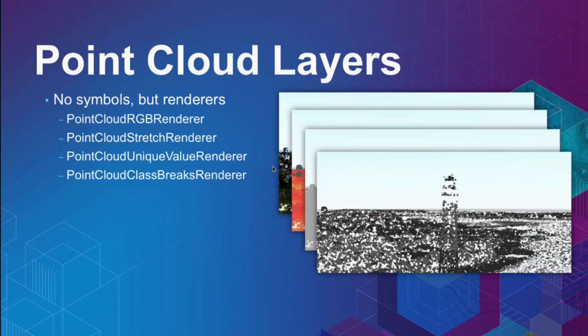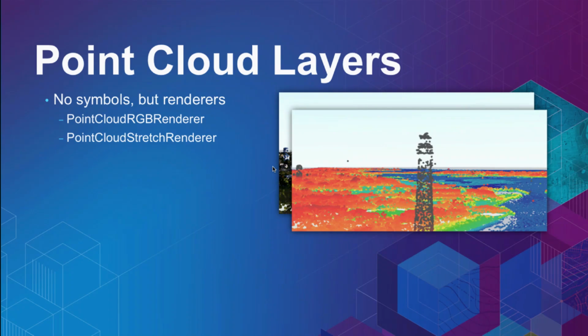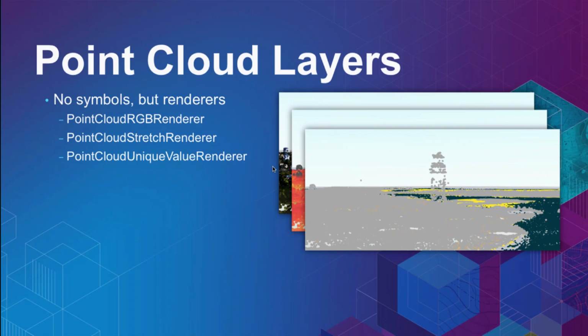So first of all, there's the RGB renderer, which is a special case in point clouds. Point cloud datasets often or sometimes come with RGB, actual color values at that location, and that's what the RGB renderer is for. And then there's a stretch renderer, which is kind of like what you would use a color visual variable for with the feature layer renderers. You do it with a stretch renderer in point clouds. You can assign a color ramp by height or by another attribute.